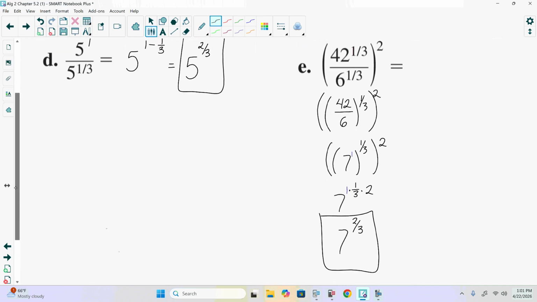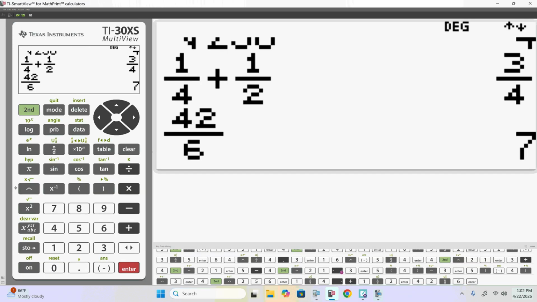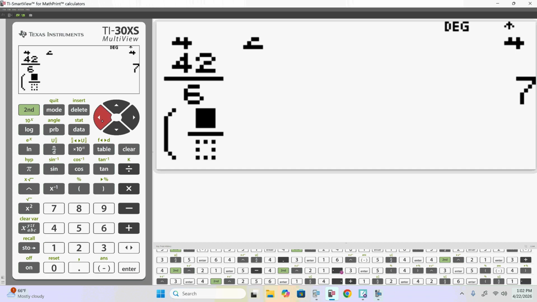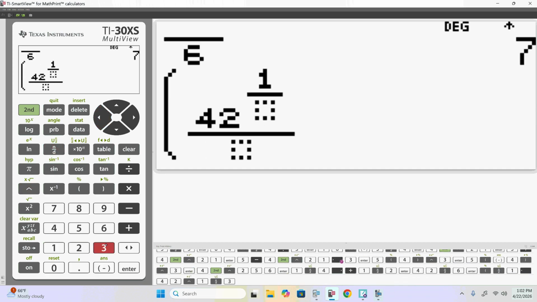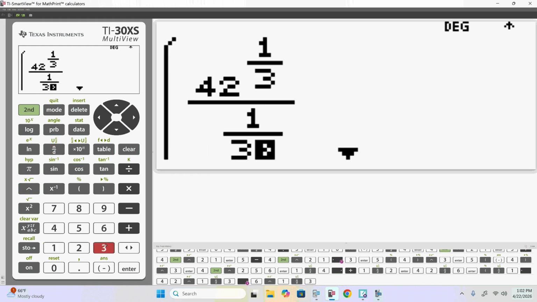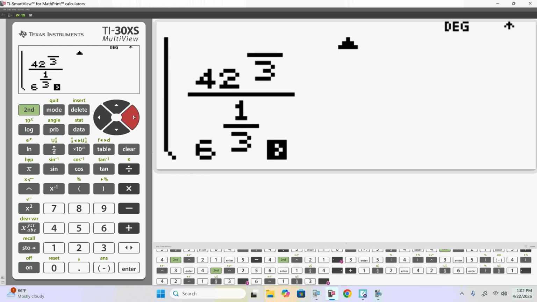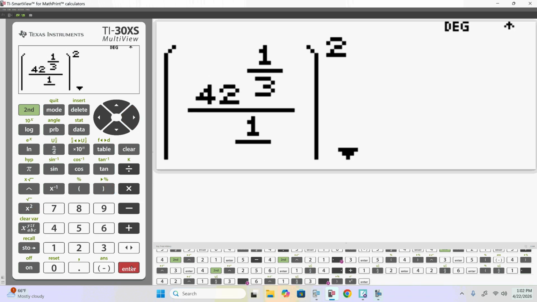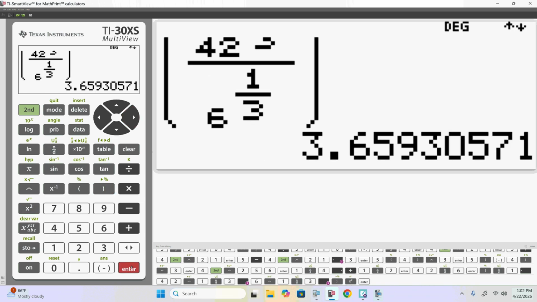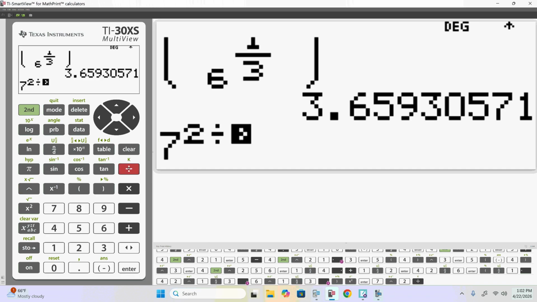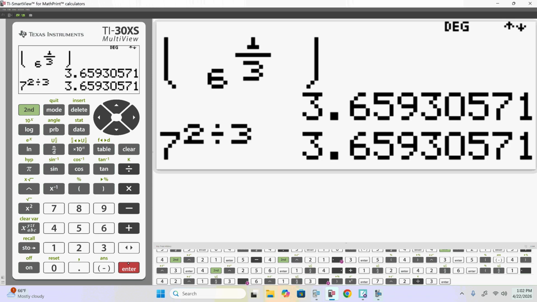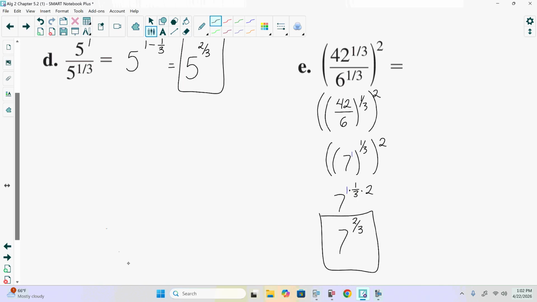Now the question might come up, I'm not sure if I did that right. Well, 42 to the 1/3 over 6 to the 1/3, squared, is, and we said it's the same as 7 to the 2/3, yes? I'd say those are equivalent. So that means they're the same. Questions on this here?